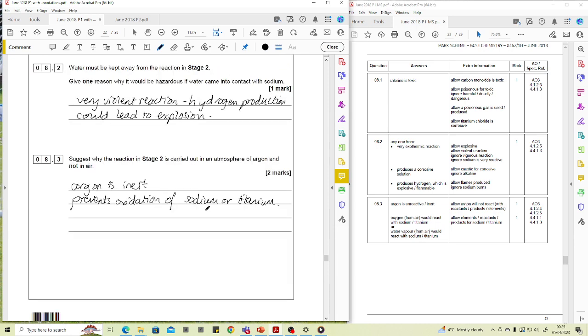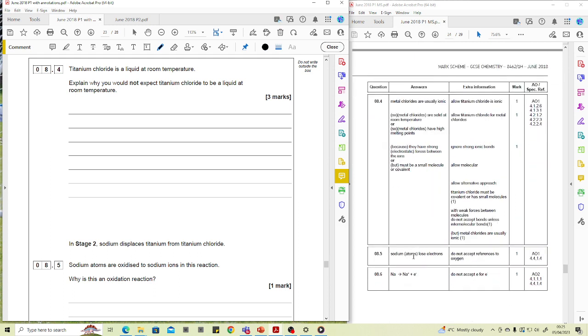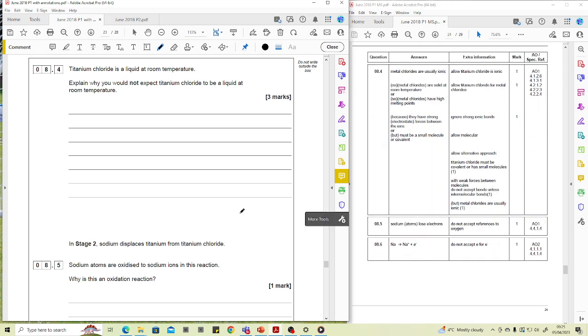Okay, so moving on to question 8.4. Titanium is a liquid at room temperature, and explain why you would not expect titanium chloride to be a liquid at room temperature. So let's just have a look at the type of compound it is. We've got titanium, that's a metal, and chloride, that's a non-metal ion. So we would expect giant ionic structure and bonding.